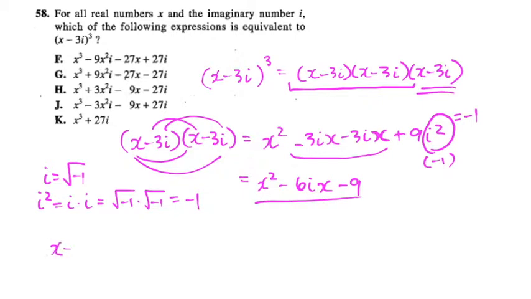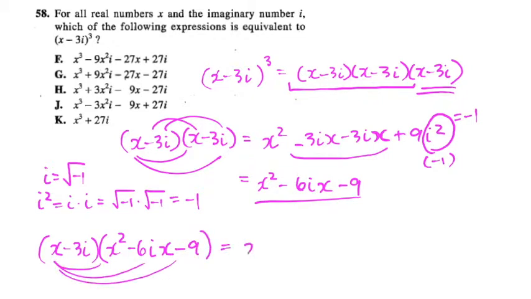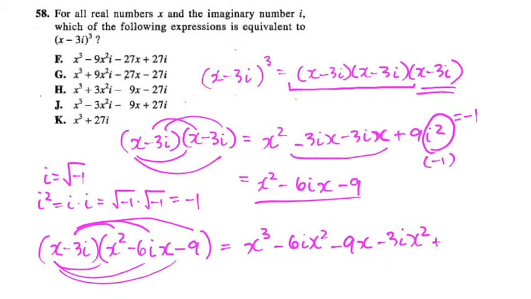So that's x minus 3i times the quantity x squared minus 6ix minus 9. I'm going to distribute the x's to each term first. That's x cubed minus 6ix squared minus 9x. Then I'm going to distribute the negative 3i to each term. Minus 3ix squared plus 18i squared x plus 27i.